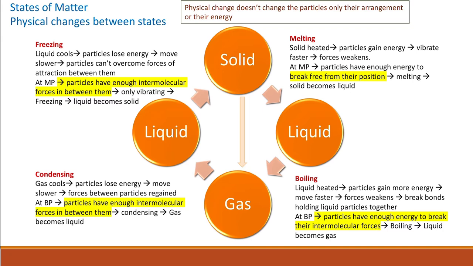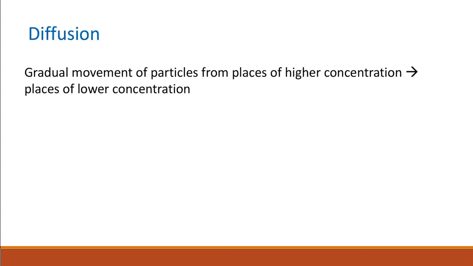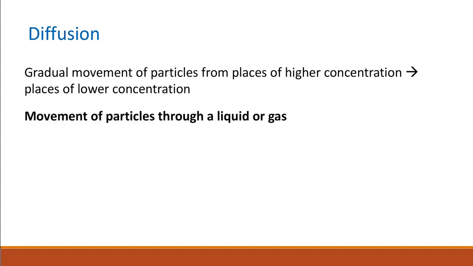The change from solid into a gas directly is called sublimation, while the change from gas to solid is called deposition. Diffusion is the gradual movement of particles from a place of high concentration to a place of lower concentration. We can see diffusion in the movement of particles through a liquid or a gas. An example of diffusion of a solid through a liquid is the diffusion of potassium manganate in water.